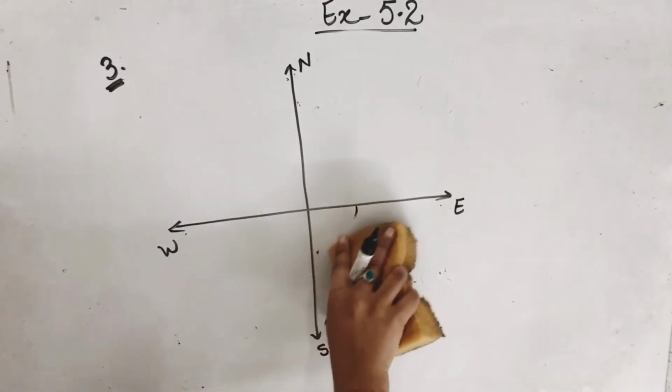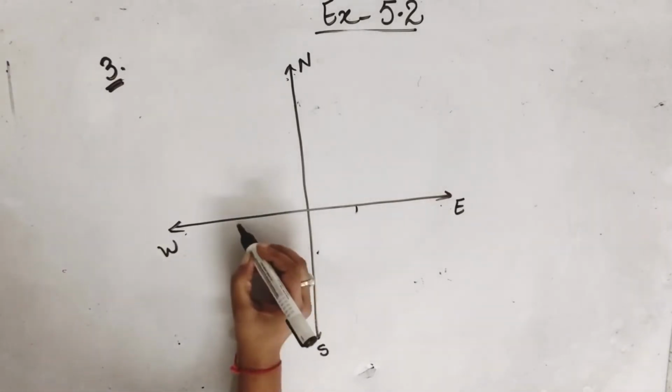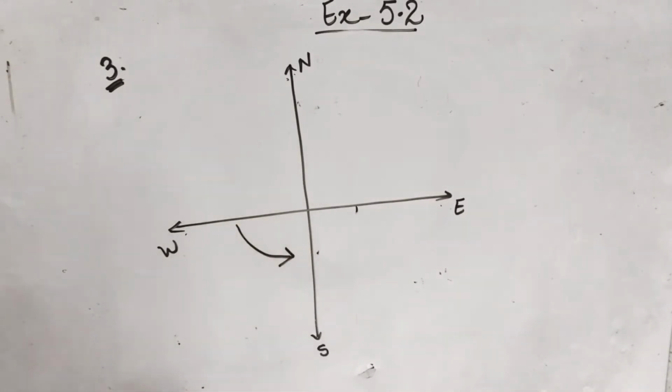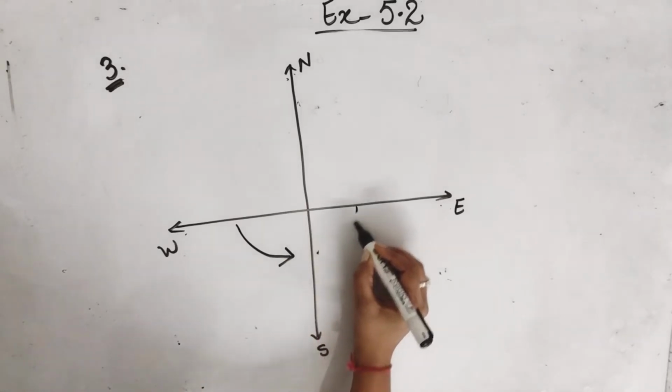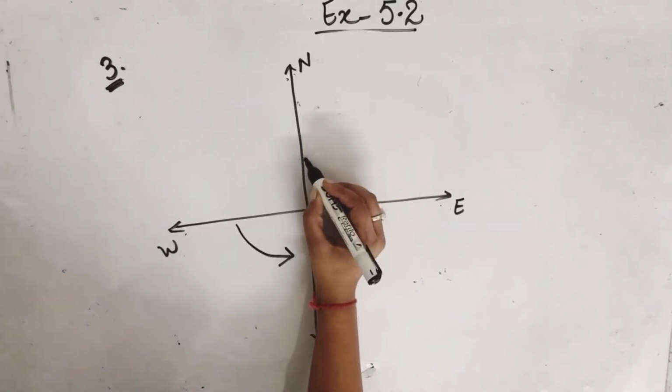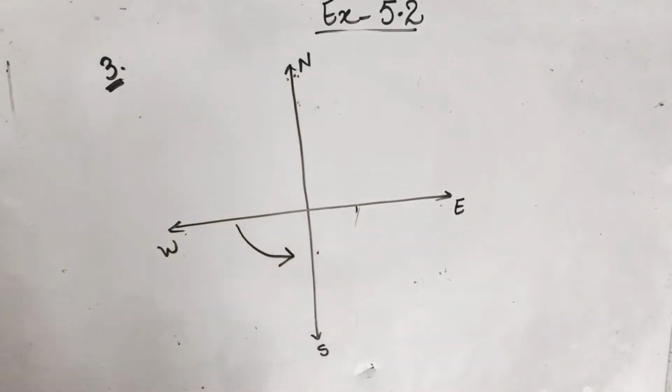Now you have to start from west and make 3/4 revolution anti-clockwise. Now anti-clockwise means you have to move in this direction. And how much you have to move? 3/4 revolution. It means from here to here 1, 2, 3. So 3/4 will be north.